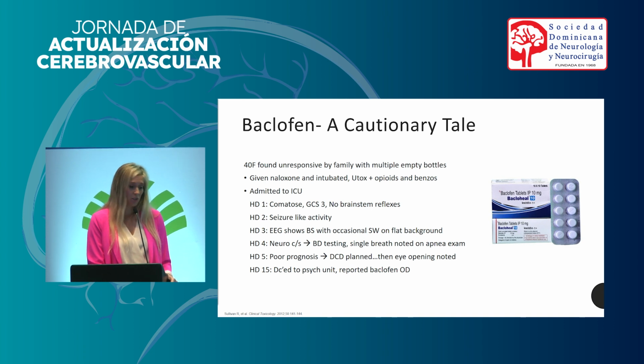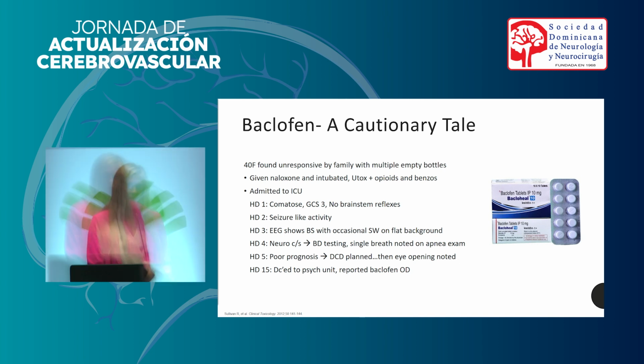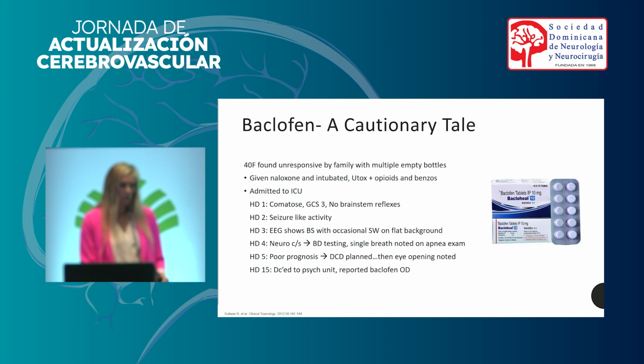So this was a published case of a 40-year-old woman who was found unresponsive by family, presumed overdose. They gave her naloxone and she was intubated, but she was comatose. Essentially, GCS of 3, didn't have any brainstem reflexes on the first day. They put her on EEG. It just showed burst suppression with some sharp waves, but a very flat background. So a few days into her hospitalization, they called Neurology. They actually did a brain death exam.